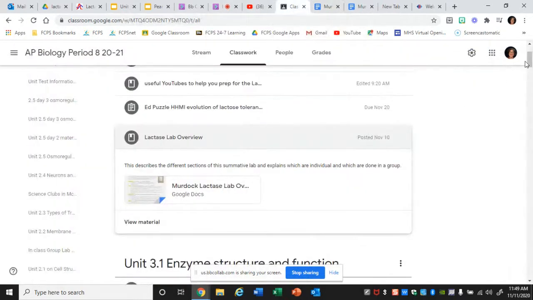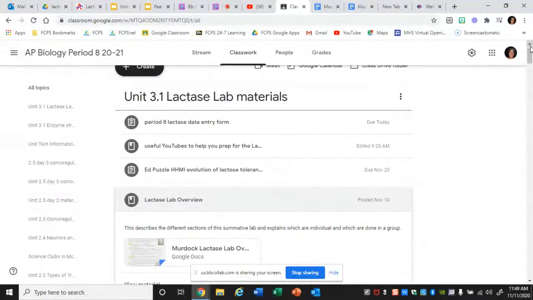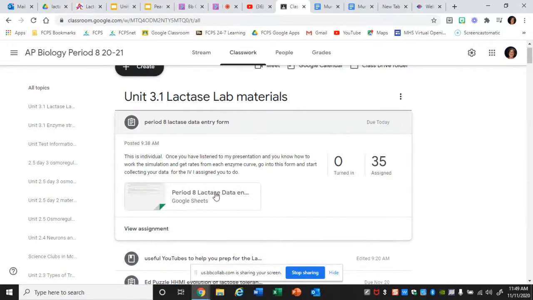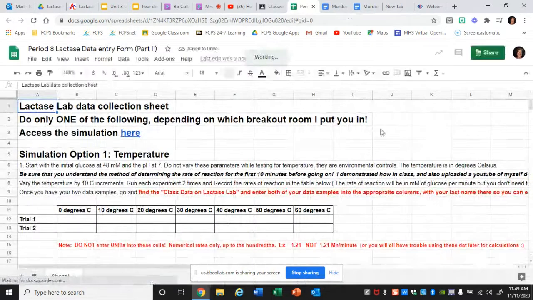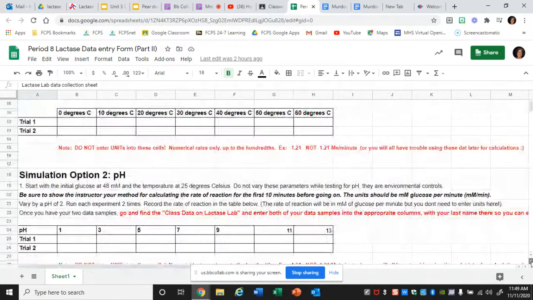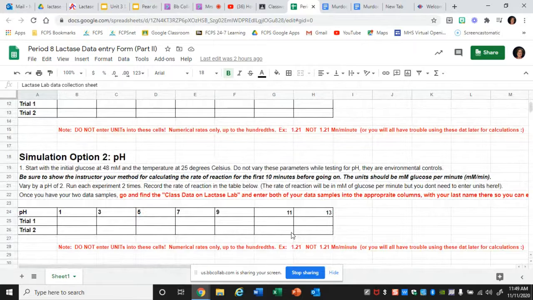Okay. All right, so now let me go back to Classroom for a minute. Now let's look at what's in this folder. Let's look at what else is here. All right. So here's what you're going to use today first, your period 8 lactase data entry form, okay? So if you open this, it's not very long, it's very short directions, and there's one table if you're getting temperature data, you would put your data here. 2 trials only is all I'm asking for. And then if you're doing pH, you would put your data here.